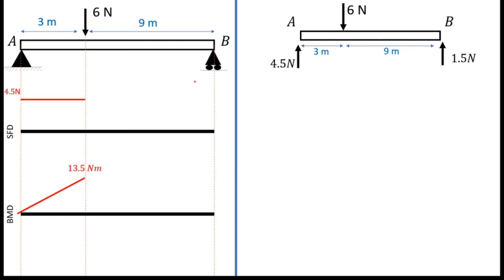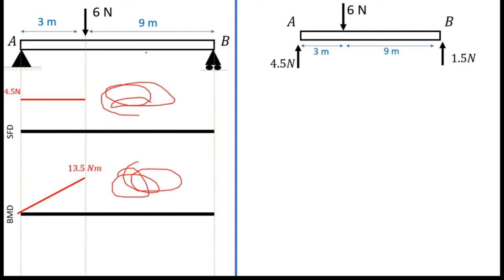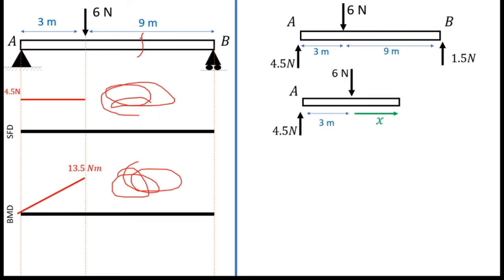So in order to find the shear force and bending moment diagram for this region, I have to cut the beam at a location like this. So now I can redraw it like this. If I cut the beam in this section, I have to consider this whole part. That's why I wrote it here.